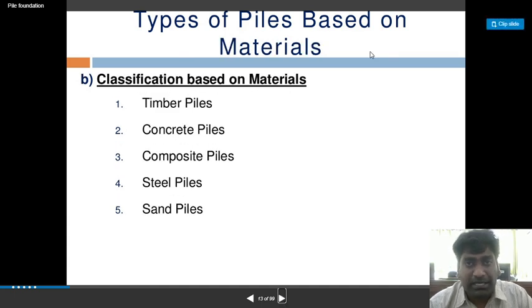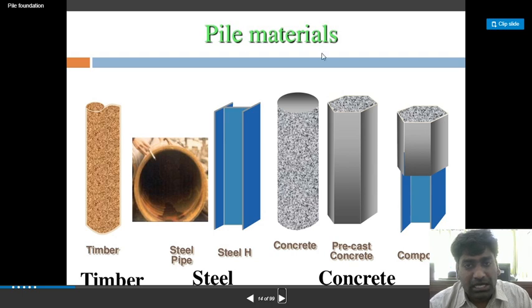And the types of pile based on the material are timber piles, concrete piles, composite piles, steel pipes and sand piles. So these are pile materials. This is a timber pile, this is a steel pile, this is an H-section steel pile, this is a concrete pile, precast concrete piles, and composite. Composite piles means a mixture of steel and concrete piles.